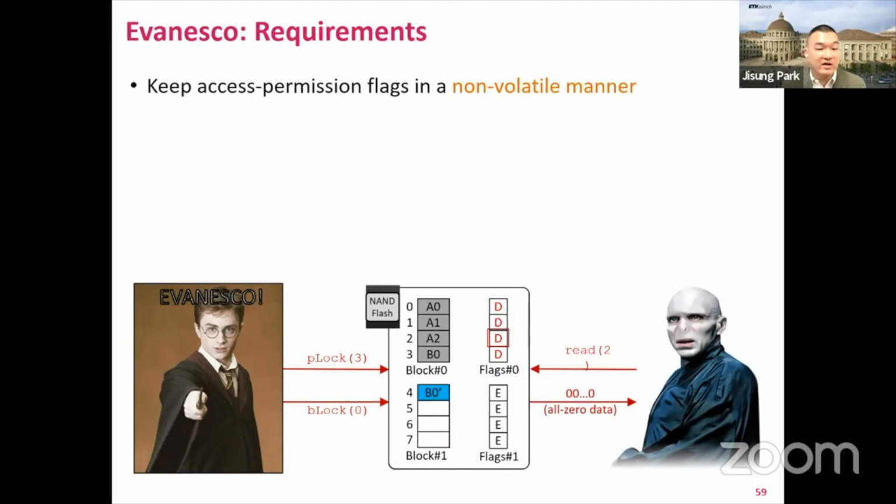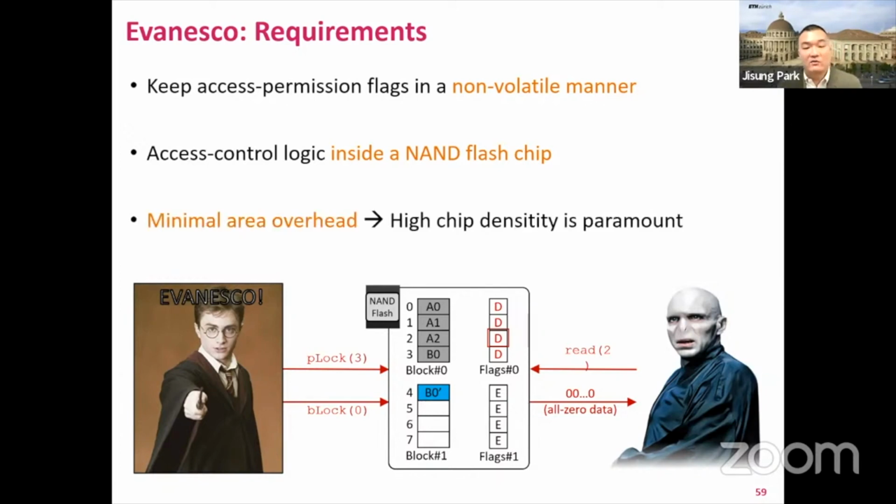So there are two design requirements for Evanesco. First, the chip must keep the per-page access permission flags in a non-volatile manner. And we also needed to put the access control logic inside the NAND flash chip, as the other system components like flash controllers and FTL can also be compromised by adversaries, as we discussed, right? The key challenge here is that we need to make the area overhead minimal, as a high chip density is the paramount requirement in modern NAND flash memory.